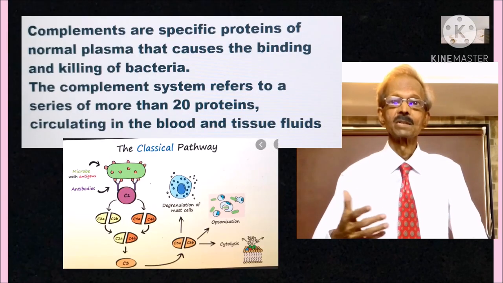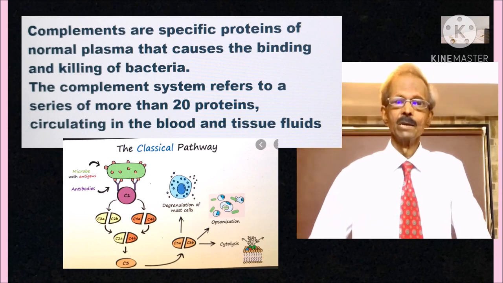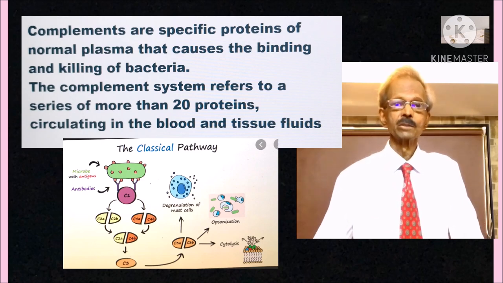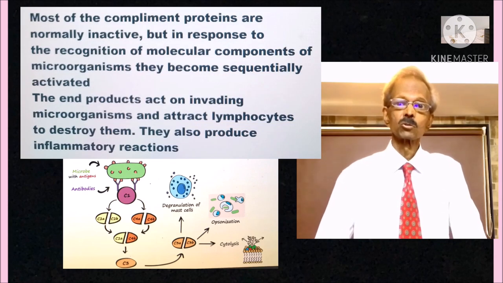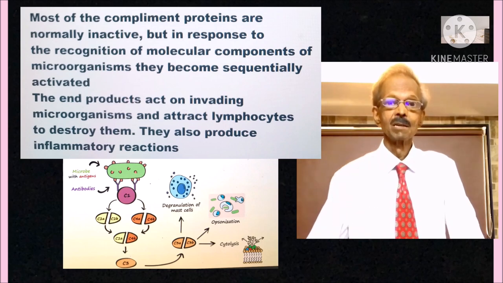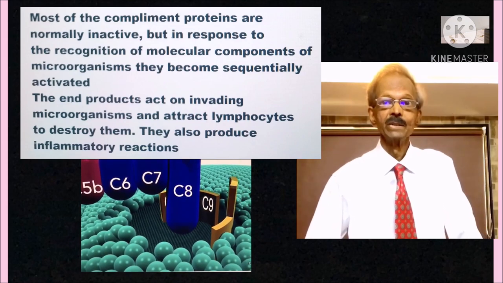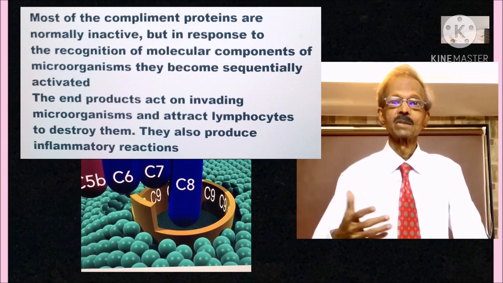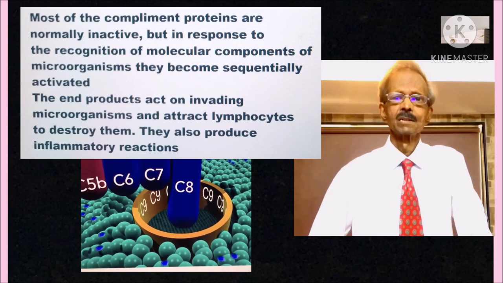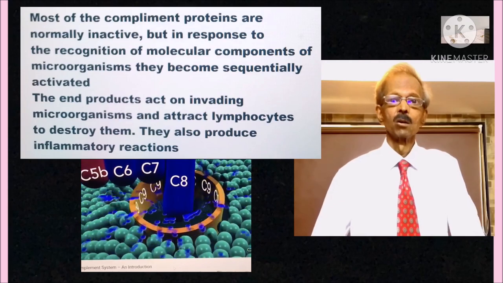Complements are specific proteins of normal plasma that cause the binding and killing of bacteria. The complement system refers to a series of more than 20 proteins circulating in blood and tissue fluids. Most of the complement proteins are normally inactive, but in response to the recognition of molecular components of microorganisms, they become sequentially activated. The end products of complements act on invading microorganisms and attract lymphocytes to destroy them. They also produce inflammatory reactions.